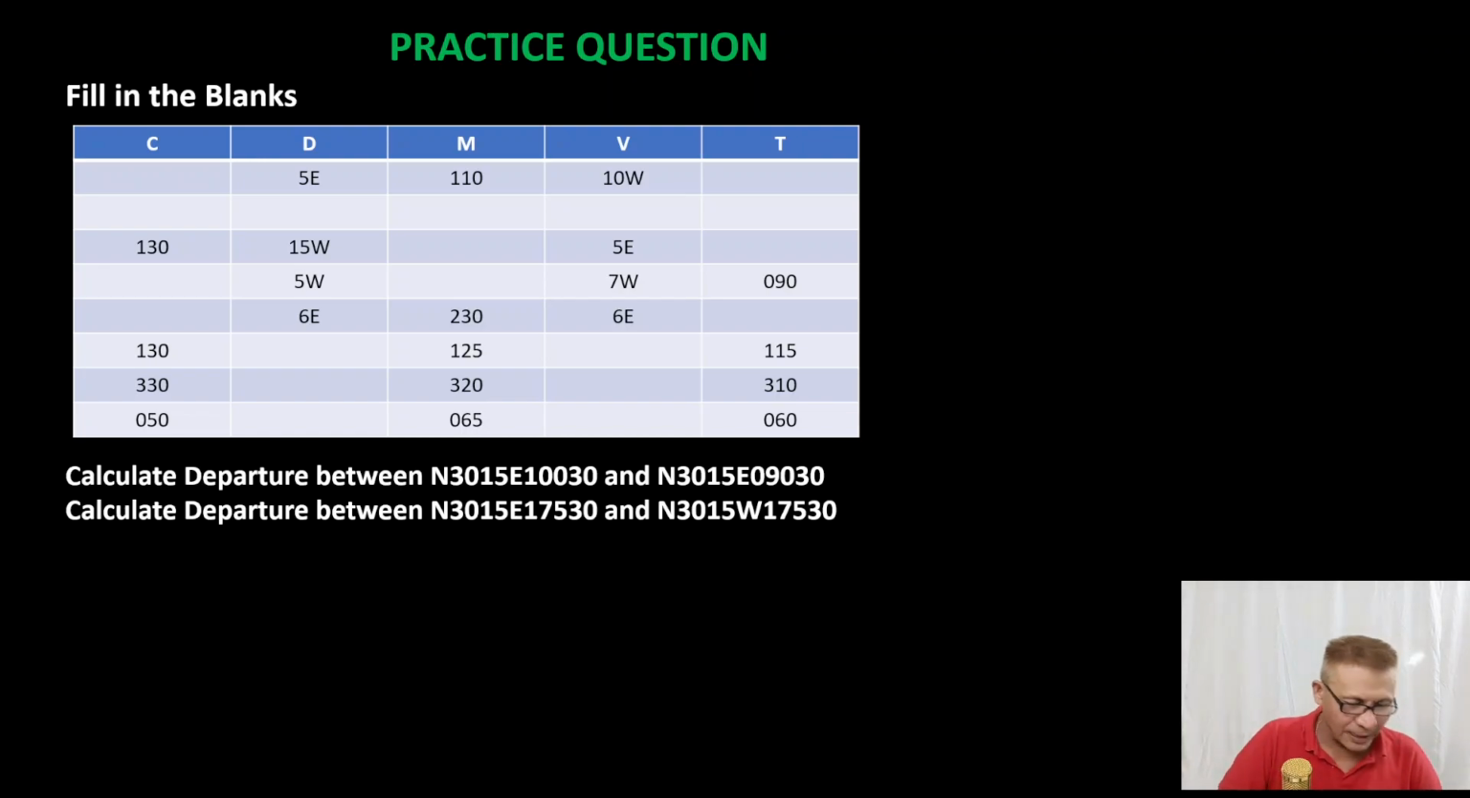After having discussed all this, as a practice, this table is a practice table for you. I have given you the compass heading, deviation, magnetic heading or magnetic direction, variation, and the true north. So C is compass, D is deviation, M is magnetic direction, V is variation, and T is the true direction, in alphabetical order C, D, M, V, T. Now this is 5 degrees east, 10 degrees west. I request you to calculate the compass north and the true north, and fill up the blanks. Also, as far as the departure is concerned, I have given you the question here. Calculate the departure between these 2 points and these 2 points.